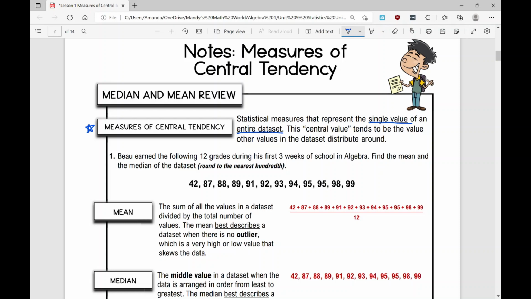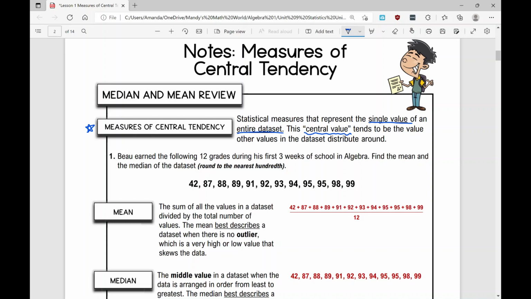Meaning when I'm looking at a bunch of values, a bunch of numbers, can I find a single value that really represents this set of data? What is it and what does it mean? So this central value tends to be the value other values in the data set distribute around. That's why we call them measures of central tendency.